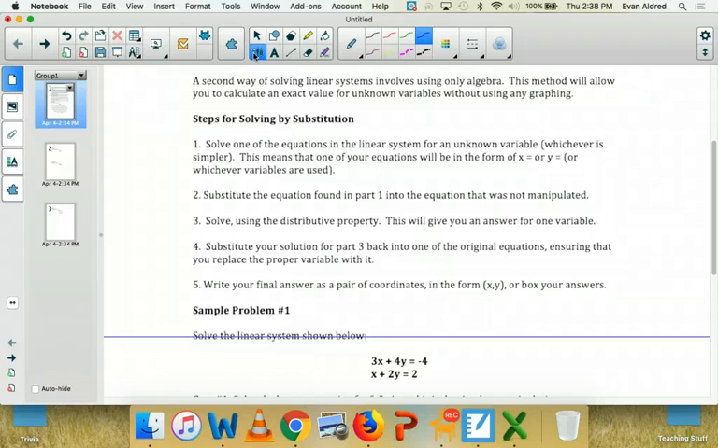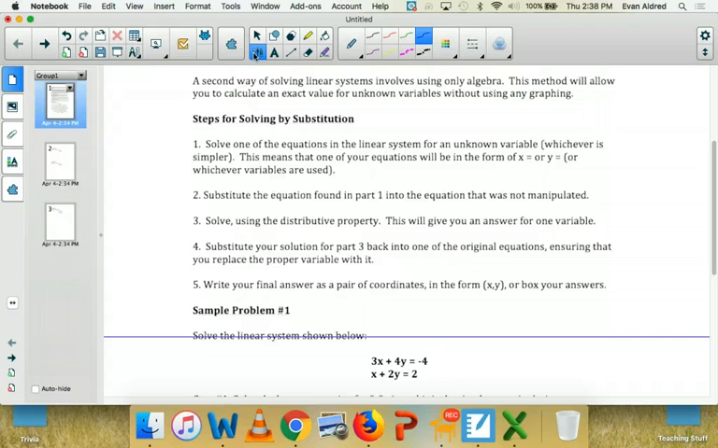Okay, so the process for doing this involves 5 steps. The first of which is to take one of your equations, and it does not matter which one, and rearrange it for whatever variable is easier to solve for. So you can rearrange it so y is isolated or x is isolated, or whatever letters you're using, you can isolate the one that will be easier to isolate. We'll look at examples of that when we start working on some of the 4 problems below.